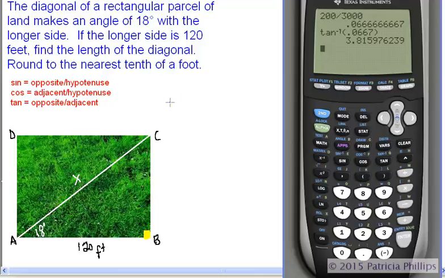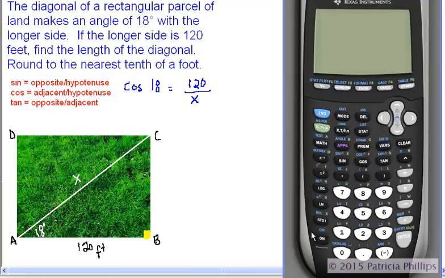Okay, so looking at this, we can see we have the 18-degree angle. Nothing is labeled opposite it, but adjacent to it, right next to that angle, we have 120 feet labeled for that side, and we have our hypotenuse value as x. So we're going to use the cosine function to find the length of the diagonal. We're going to write cosine of 18 degrees equals 120 over x.